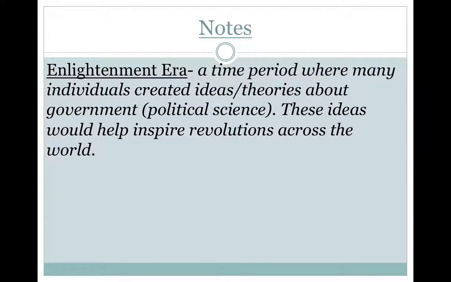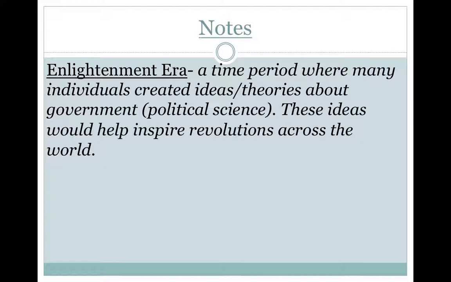So some notes. If you wanted to get some quick notes about the Enlightenment era, it's a time period where many individuals created ideas or theories about government, hence political science. These ideas would help inspire revolutions across the world. This time period in the 1700s was an interesting time period because it comes after the scientific revolution. So people witnessing or experiencing the scientific revolution say, you know what, there's probably some science to government. So what theories, what kind of ideas can we create where this government can be a little more fluid and not this absolute monarch that these countries were used to?